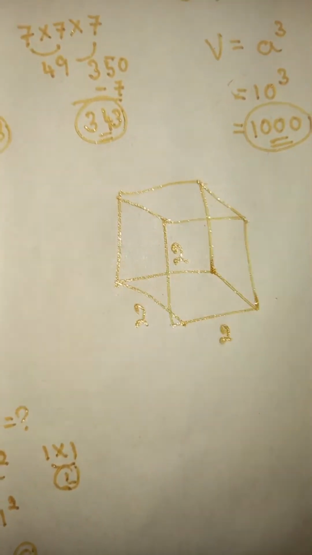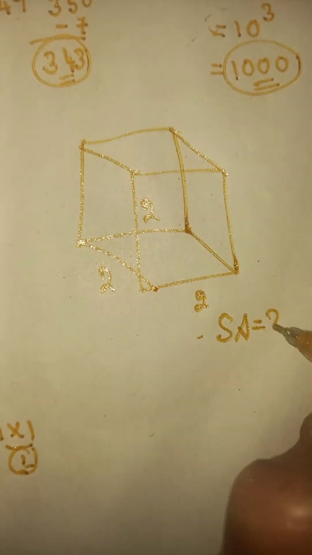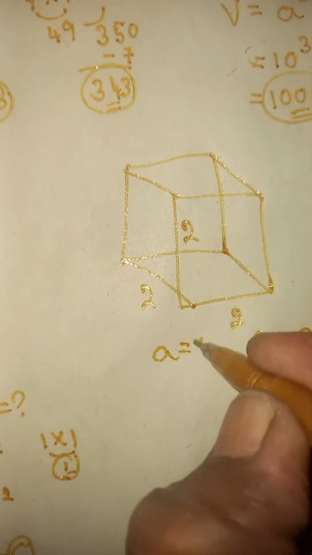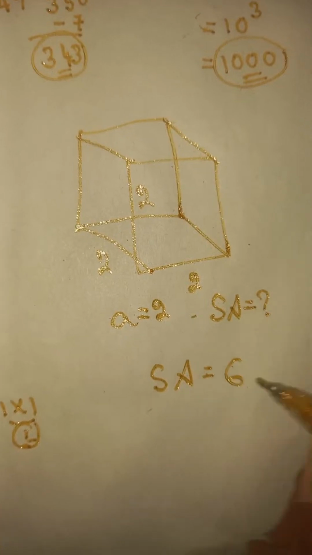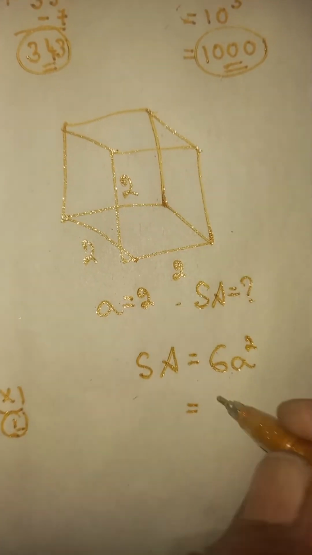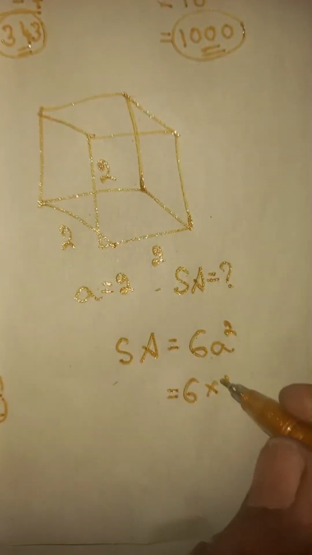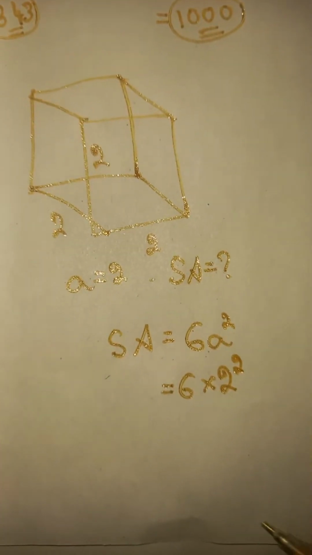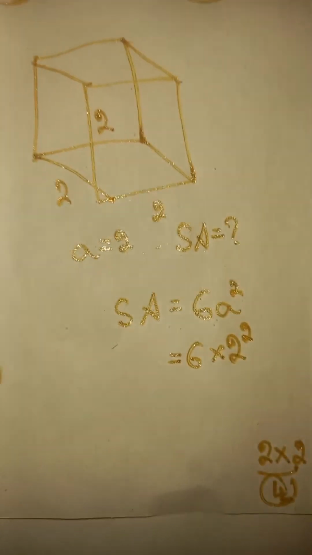Length, breadth, height, all of the cube remains 2 units. So you need to find out what's the surface area of the cube. You can find it out by the same formula, that is 6a square. Here it is 6 times of, this is the side length, edge length, which is 2 units, 2 square. 2 square means you can write it as 2 times of 2, which remains as 4.